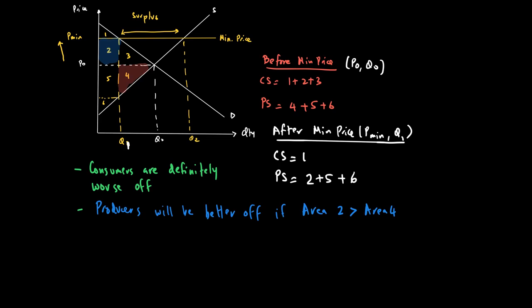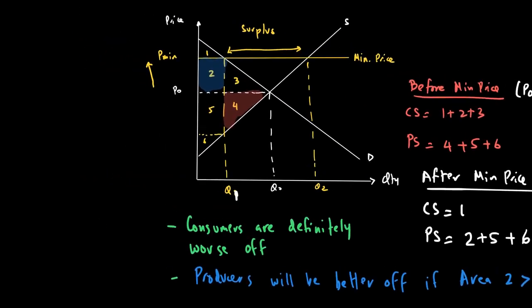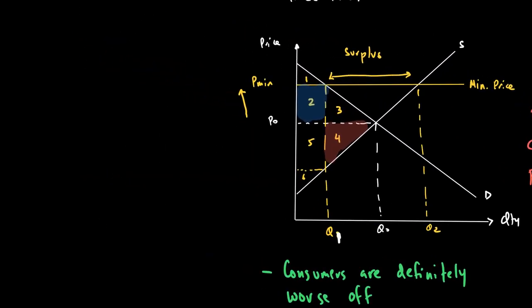So let's look at the problems of minimum price. The first problem of minimum price that we would like to discuss is that it results in what we call a surplus. So if you look at this diagram, Q2 minus Q1 is the total amount of surplus that happens because the price is now P-min.